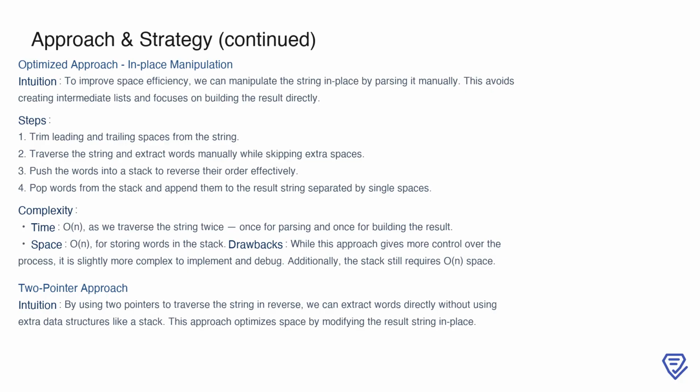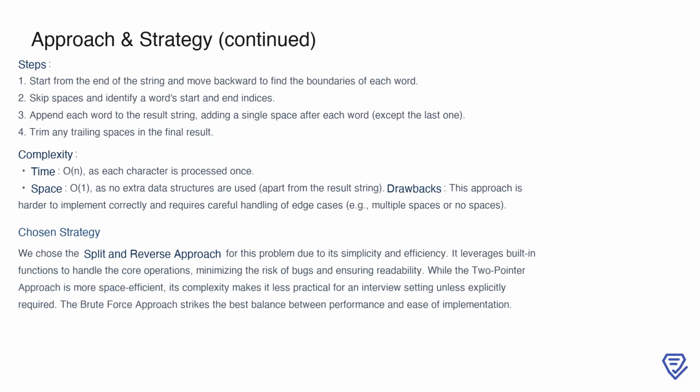Additionally, the stack still introduces some space overhead. Another alternative is the two-pointer approach, which uses minimal space by avoiding additional data structures like a stack. Here, we process the string in reverse, starting from the end and working backward to extract words. First, we skip any trailing spaces, then identify the start and end indices of each word.